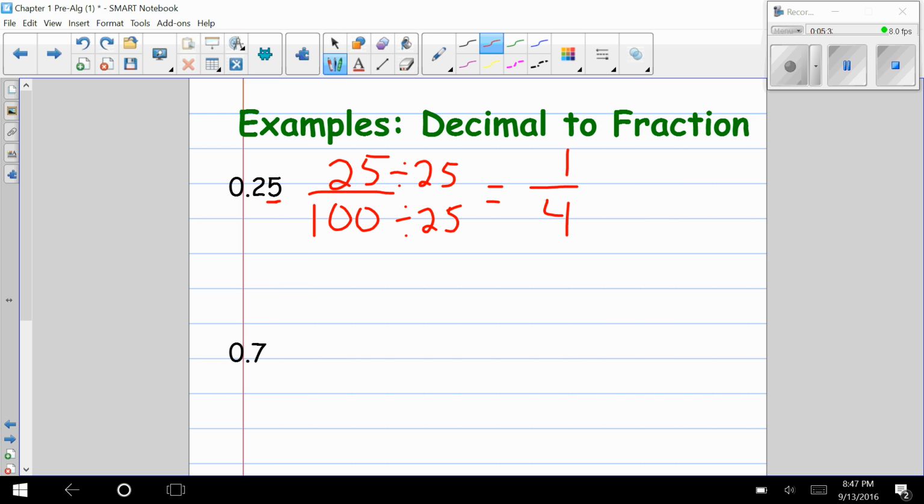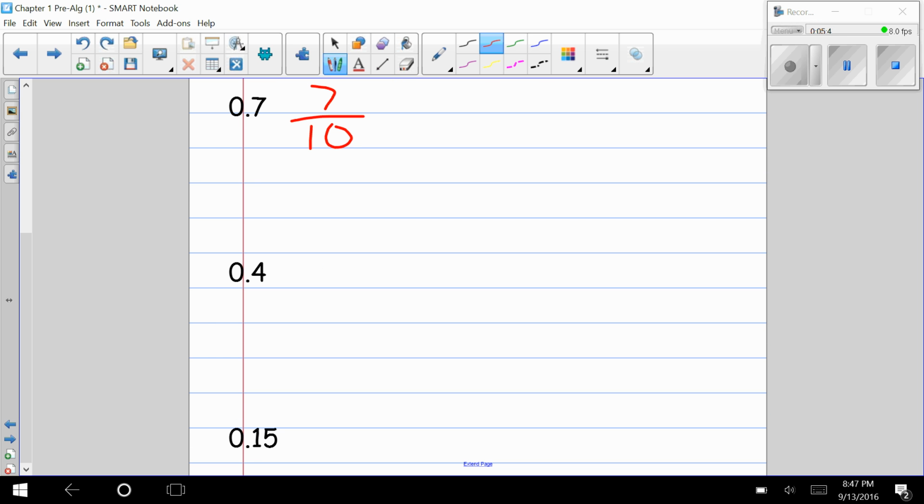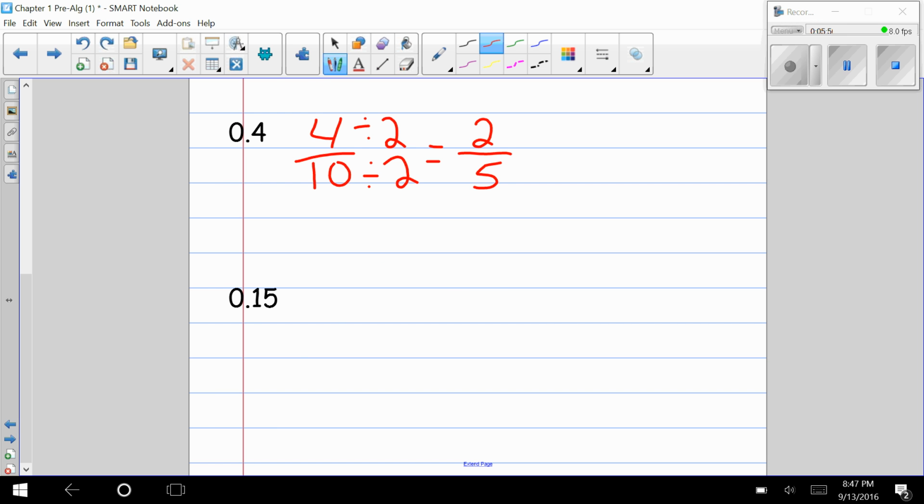For 0.7, I write my 7. My denominator in this case is a 10, and that one does not simplify, so I am done. 0.4, 4/10. I write it as 4 over, you guessed it, 10. This reduces by 2, so we divide the top and bottom by 2, leaving me with 2/5. And our last one is 0.15. That will be 15 over 100 because the 5 is in the hundredths place. And I know that 5 goes into both of these. So I'm going to get 3 over 20, 3/20.